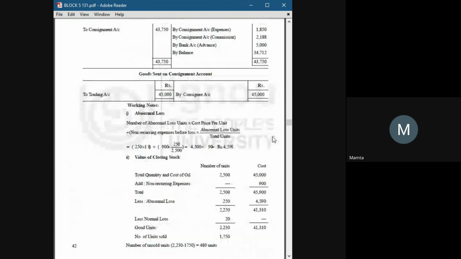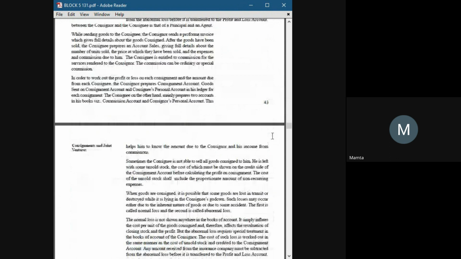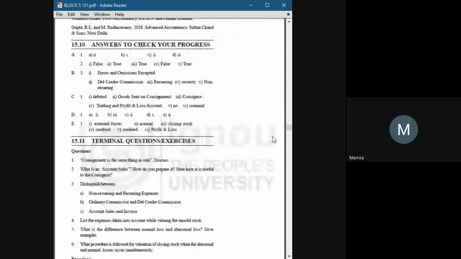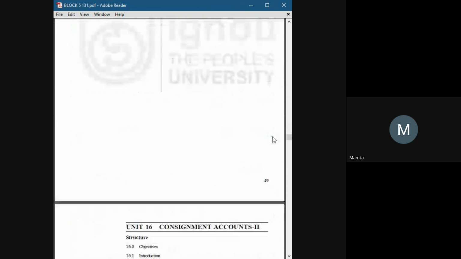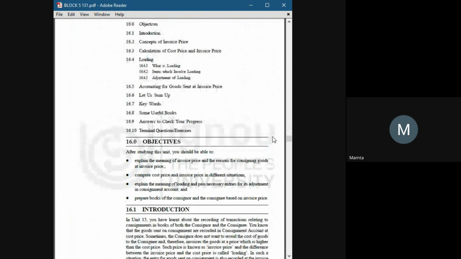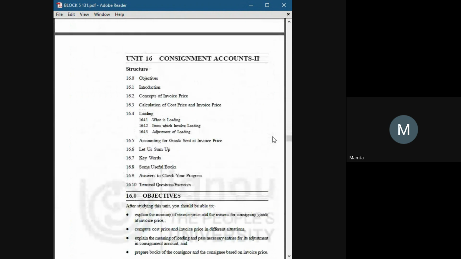Yes, that is all about this consignment account. Now we will be moving forward to the next unit. Consignment account second.